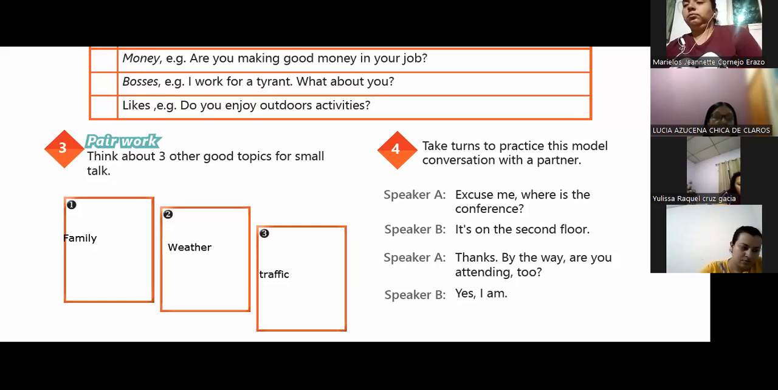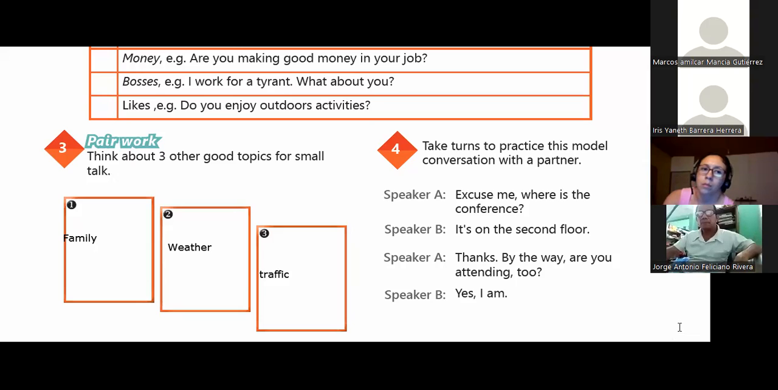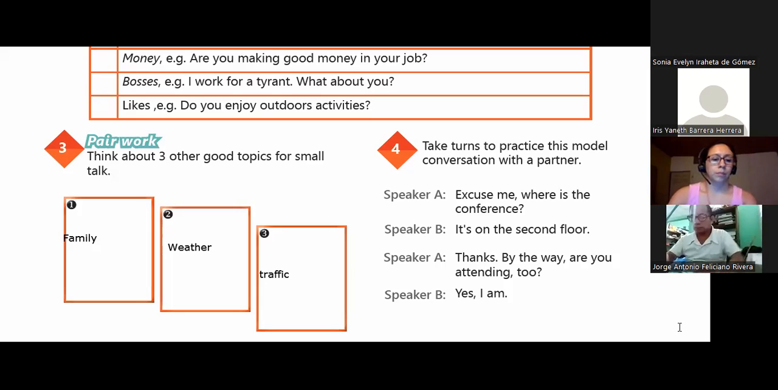Bien, esto lo que quiero que veamos y que se nos quede marcado es que normalmente nosotros utilizamos lenguaje amable, okay? Polite language. Siempre vamos a utilizar un polite way of speaking. And also, we try not to be so dry in the conversation. And that is why we ask follow-up questions. Nosotros siempre hacemos una pregunta de continuación de la pregunta que hicimos. Veamos de regreso la conversación.